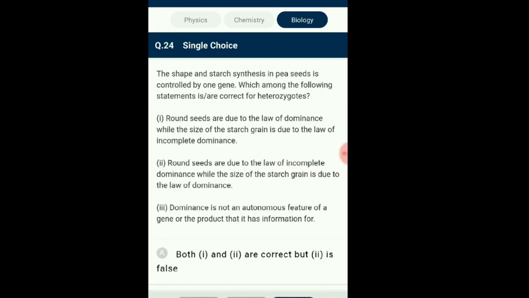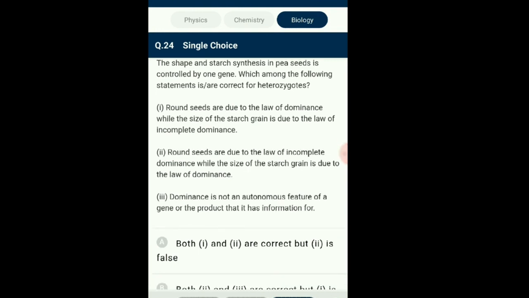Question number 24. The shape and starch synthesis in pea seeds is controlled by one gene. Which among the following statements is correct for heterozygotes? It was observed that the starch synthesis process and the shape of the seed are controlled by a single gene. The gene showed two alleles, namely capital B and small b. Capital B homozygotes result in large starch grains as compared to that produced by small b homozygotes. After maturation, it was observed that the round seeds were expressed by the capital B condition and small b expressed the wrinkled type.